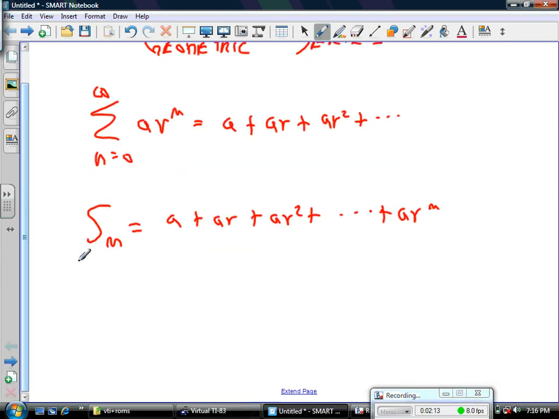Look at this. What if I multiply this whole equation by r? By the way, let me give you some terminology. A is the first term. Did I really have to tell you that? It's the first term, isn't it? R is the common ratio. What does that mean? To get the next term, you multiply by r. To get the next term, you multiply by r.